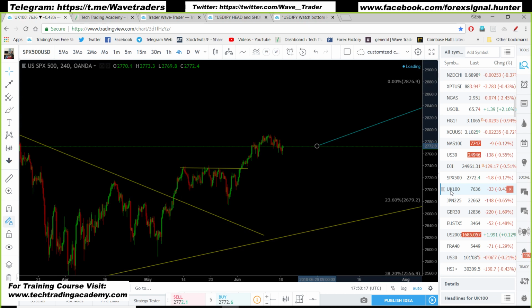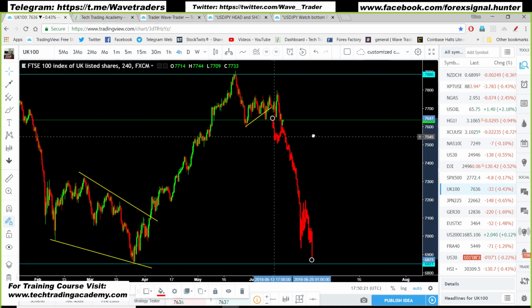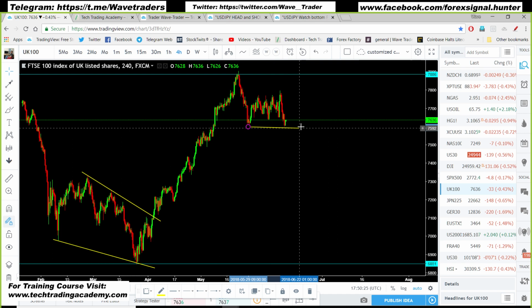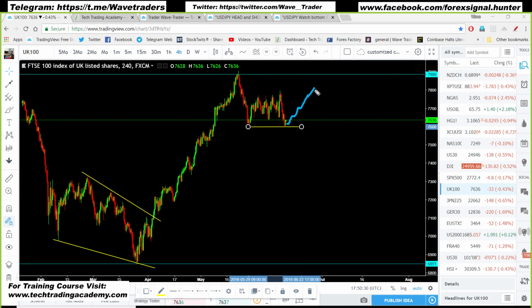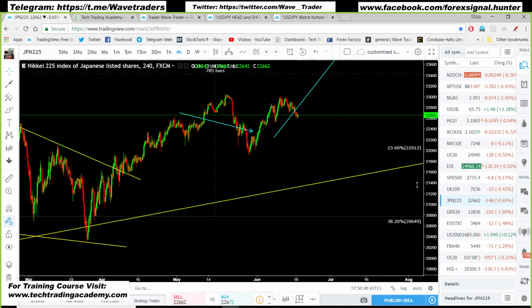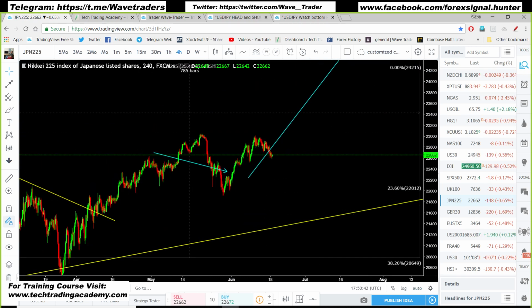The UK 100 index is slightly changing. Short term buy. This is your short term trade for this week. Go back up. Nike, short term buy. This pattern to continue. So short term buy.